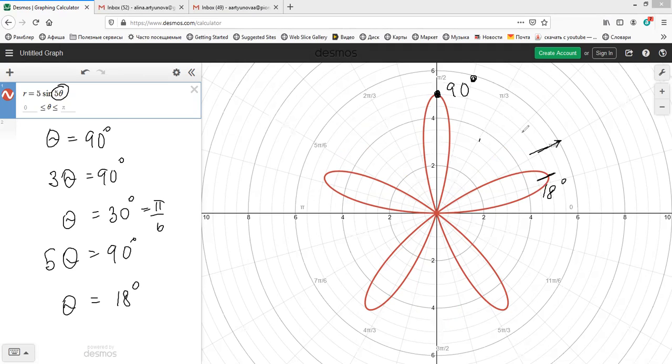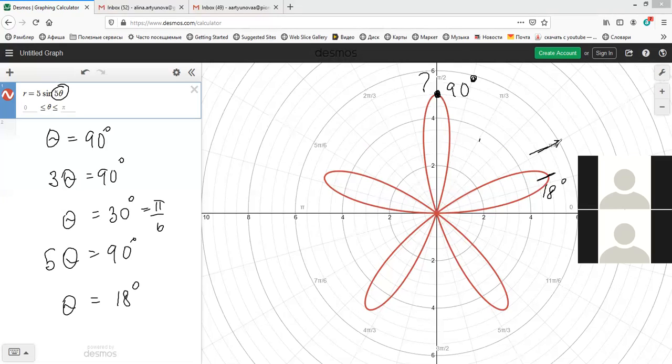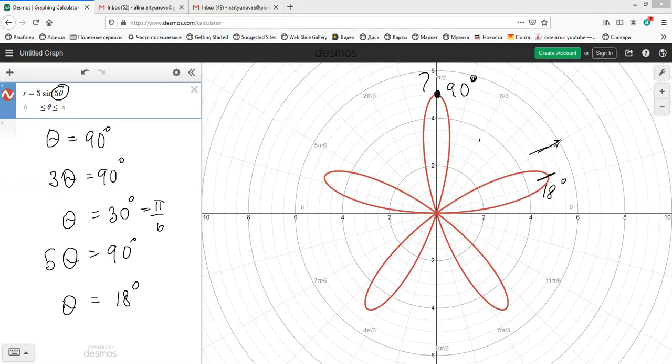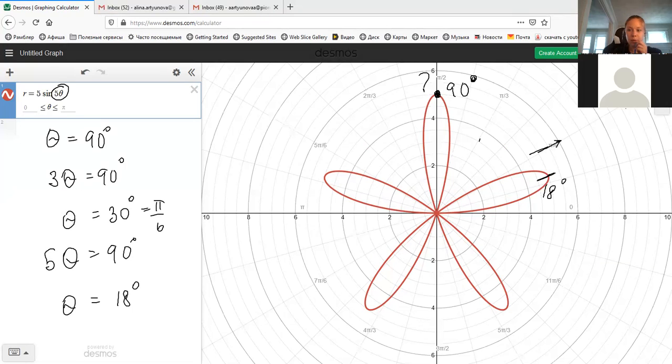How to then figure out the increments? How to figure out that this will be at 90? I know this is at 18. How do I know where the next one will be? We already did something similar. Don't be shy. We know there are 360 degrees in a circle. This one will have 5 petals. So the increments will be 72.